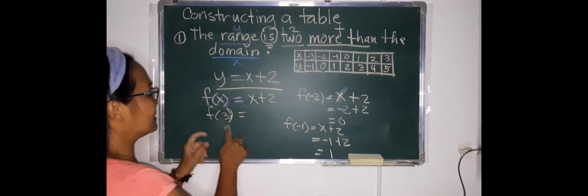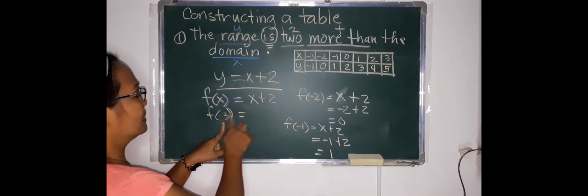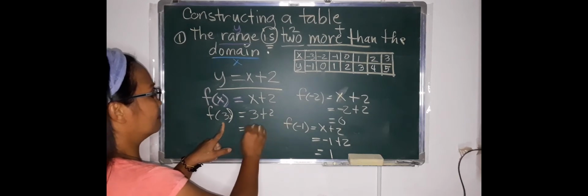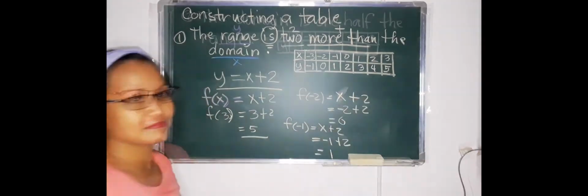3 is equal to, ibig sabihin, lahat ng x palitan ng 3. So, yung x palitan ng 3 plus 2, 3 plus 2 is equal to 5, which is 5.